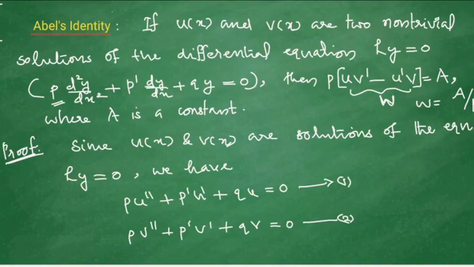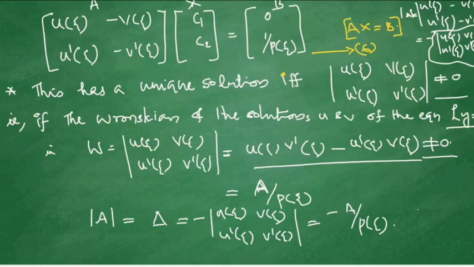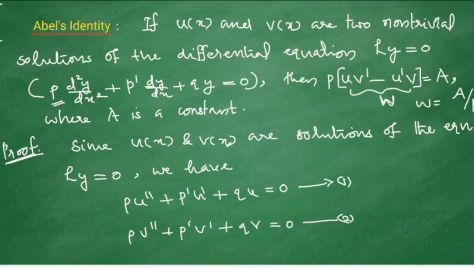So we can solve for C1 and C2 by any of the methods you have studied. Since A is non-zero, the determinant is non-zero, so we will get a unique solution, which can be found by any of the rules. First we will discuss Cramer's rule, that is, finding the unknowns using determinants. The determinant of the matrix A is minus A by P of theta, which is denoted by delta.